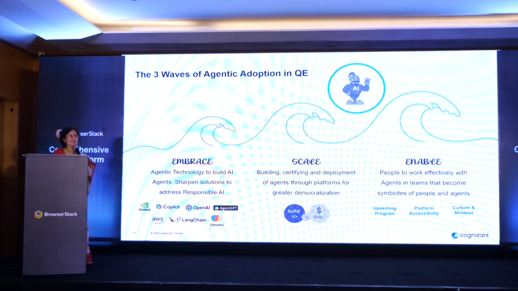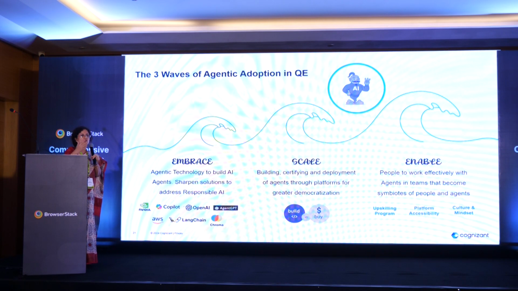This is my last slide. So I just want to leave a message with all of you, right? So we have to embrace AI, agentic technology, to build AI agents. It has to be embraced by the entire organization, right? We all have to ensure that we are able to use AI not only for customer applications, but also for our internal applications. And the next stage is scaling.